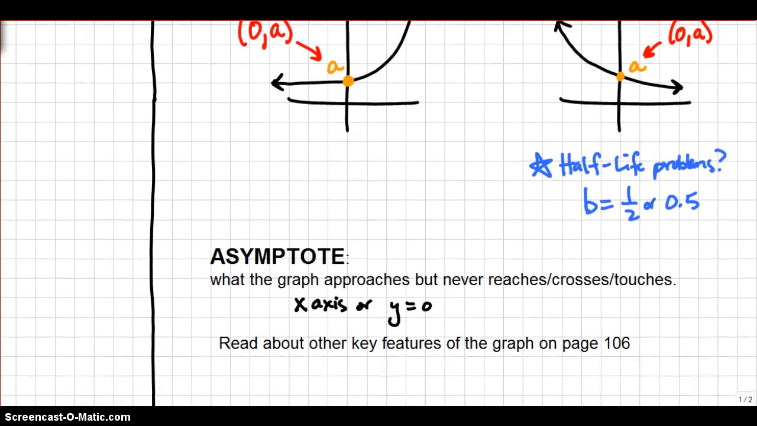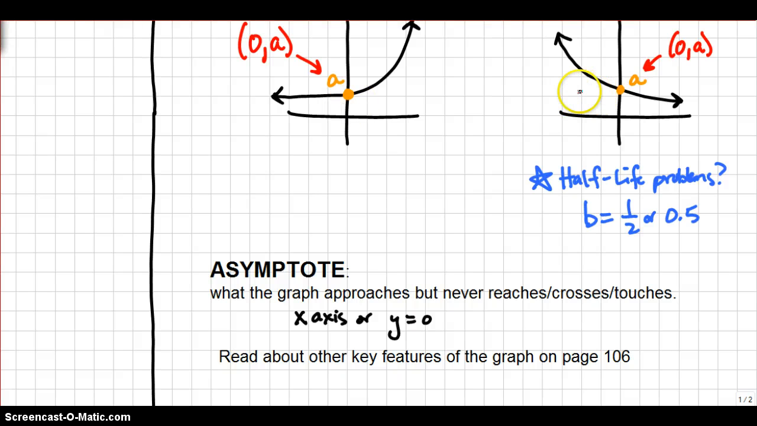One last issue or item to go with the graphs of these two exponential curves is the fact that both graphs have something called an asymptote. An asymptote is what the graph approaches but never reaches, or never crosses, or never touches. For both of these graphs, the asymptote will be located right on the x-axis. So if you wanted to describe the asymptote, you would simply say the asymptote is on the x-axis. If you were trying to give an equation for the asymptote, you would say y equals 0.